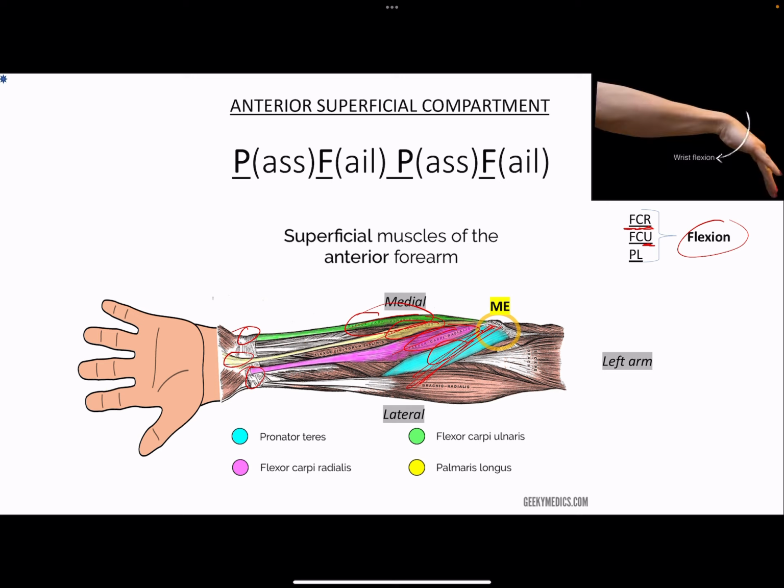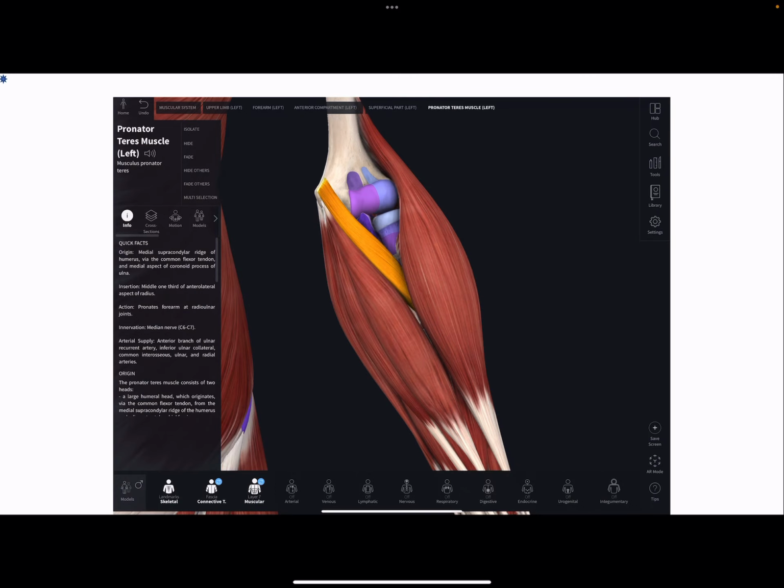Seen right here. Flex, extend. Flex, extend. Very cool. All right, let's watch a fun little movie. Moving through. And play.